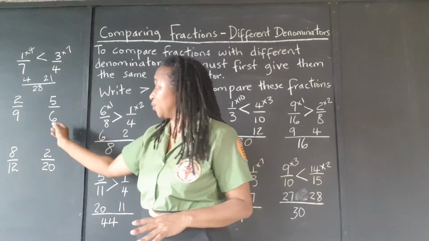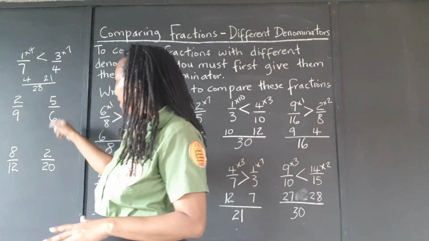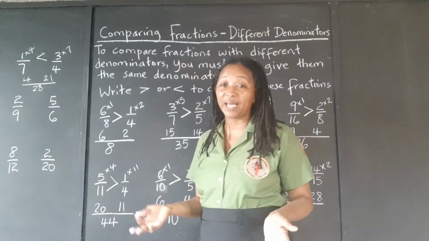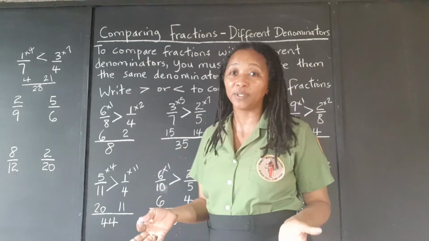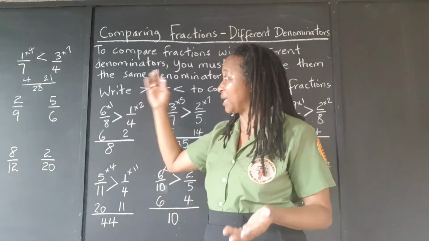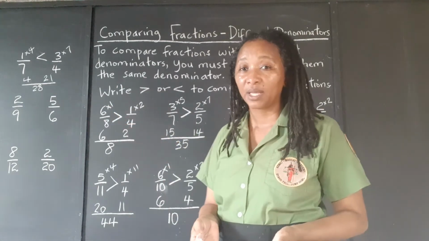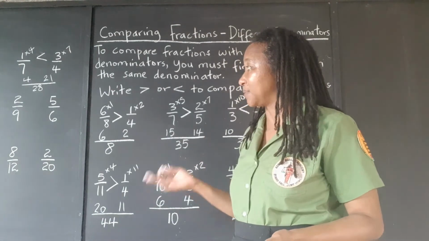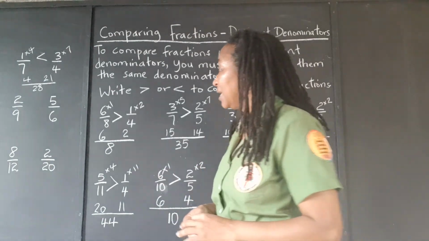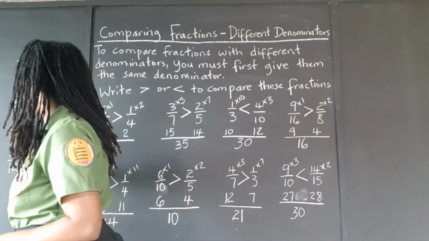Let's check these two. Now we have 2/9 and 5/6. Just looking at them, the 9 is popping out at you, you're saying, but the 9 is the biggest one out of the 4. Therefore, 2/9 must be the bigger fraction. Let's see if it is.